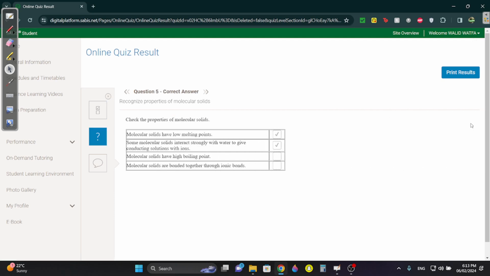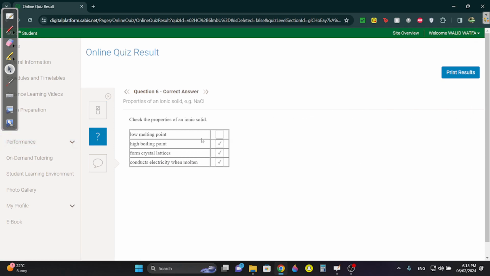Molecular solids, low melting points and interact strongly with water. These ones we call the acids, if you remember. Molecular solids have high boiling point? No, it should be low boiling point. Molecular solids are bound together through ionic bonds? Surely it's wrong. Question 6. An ionic solid has a low melting point? Of course not, it should be high.